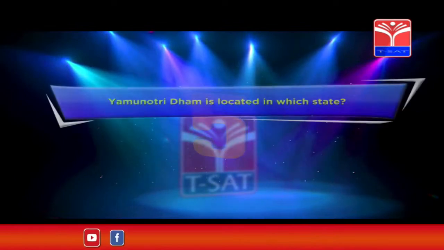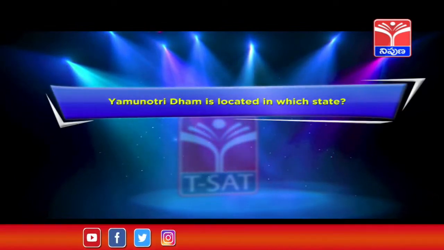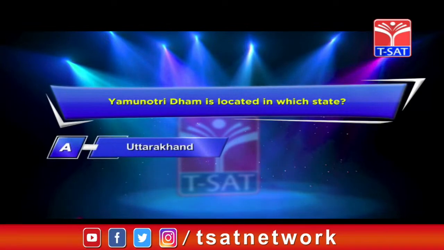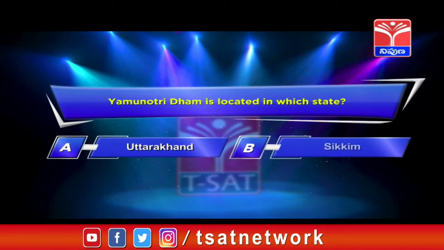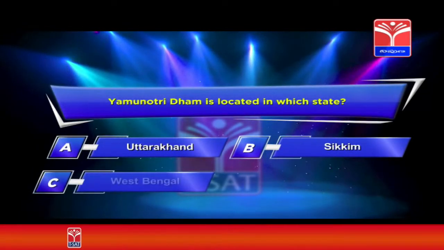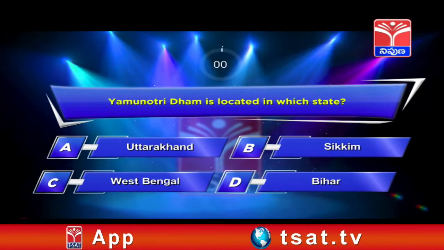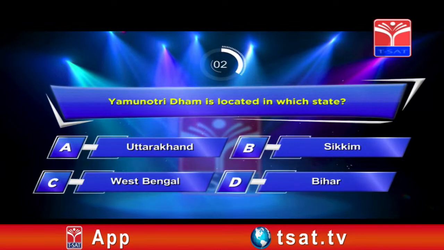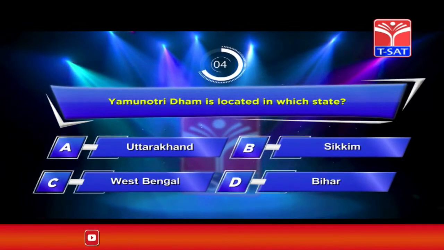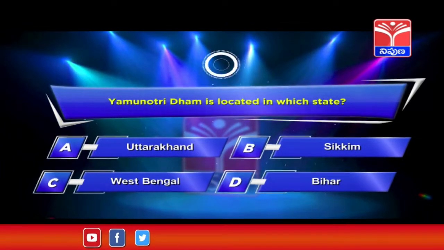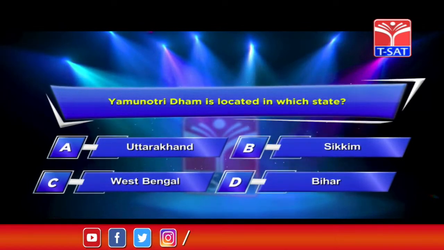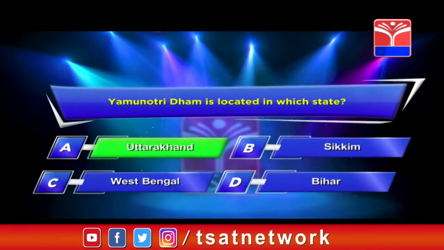Next question. Yamunotri Dham is located in which state? Option A, Uttarakhand. Option B, Sikkim. Option C, West Bengal. Option D, Bihar. Your time starts now. The correct answer is option A, Uttarakhand.